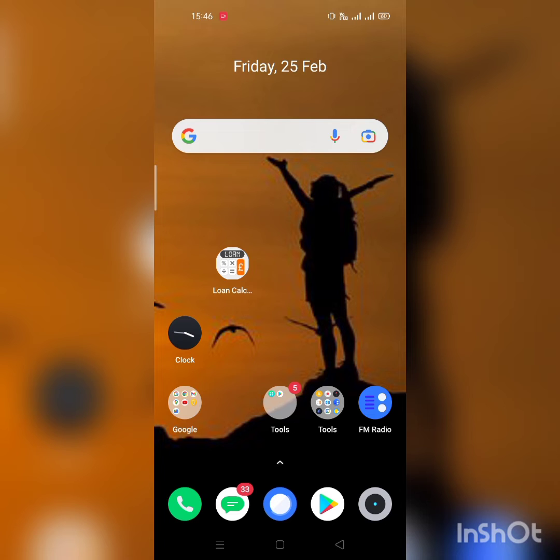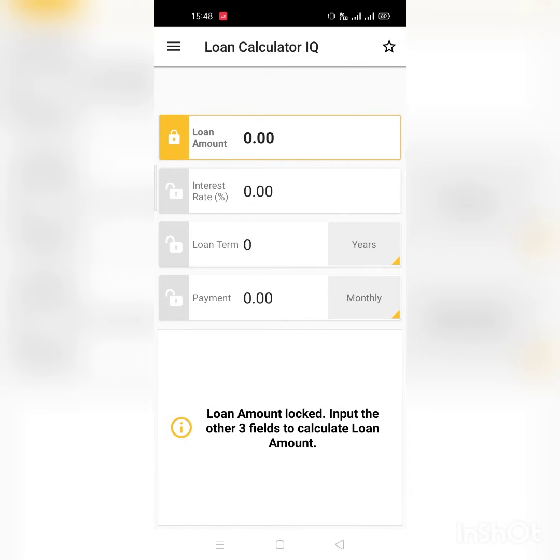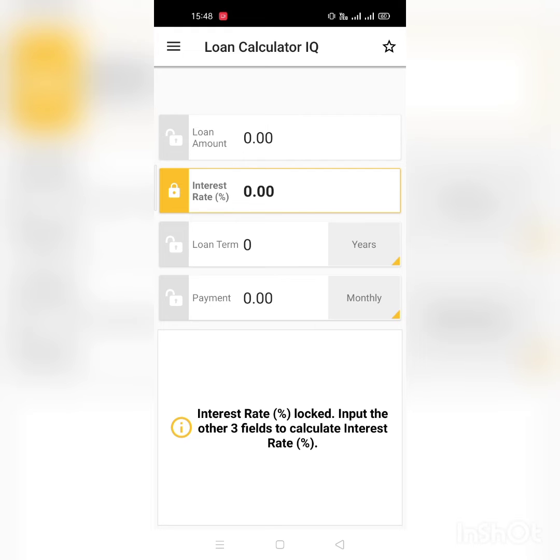First of all, go to the Play Store, download this loan calculator and then open it. Tap on any of the lock symbols which you wish to calculate. So, I want to calculate the interest rate according to my loan amount. By locking interest rate, I enter my loan amount.